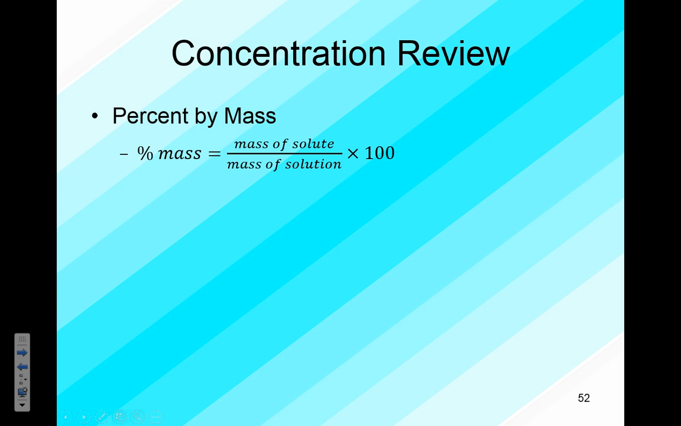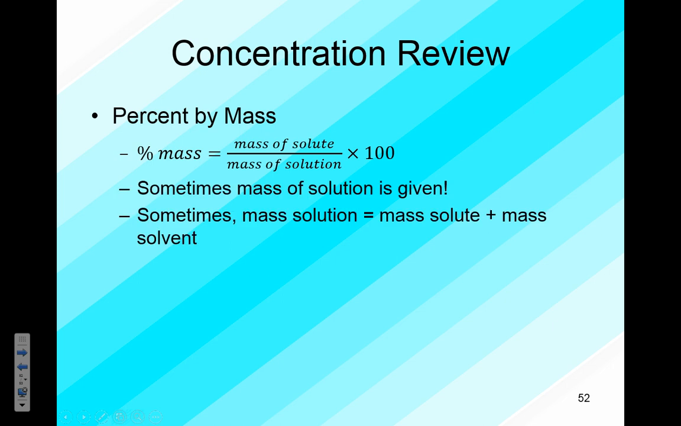Now, we typically use percents when we're dealing with commercial applications because percents are things that most people can understand. And a percent mass, like all percents, is part over whole times 100. The part would be the mass of the solute. The whole would be the mass of the solution, because that's the whole thing, solute plus solvent, times 100 would give us percent mass.